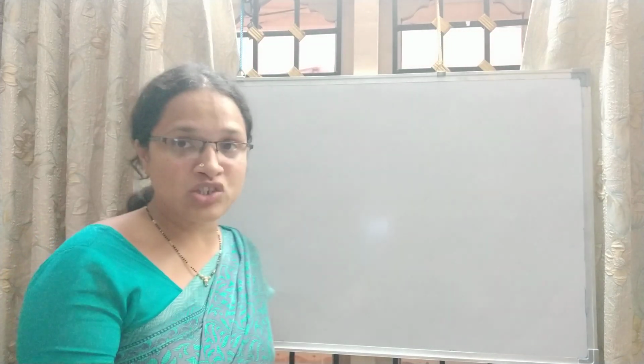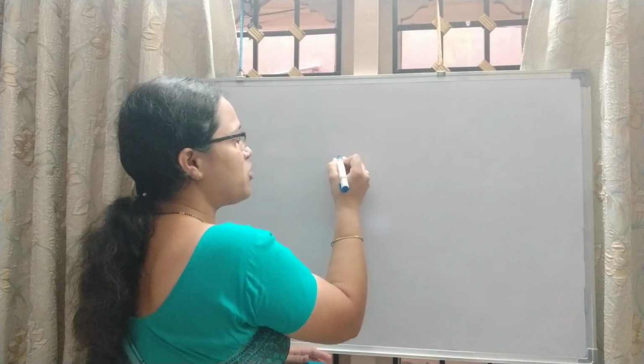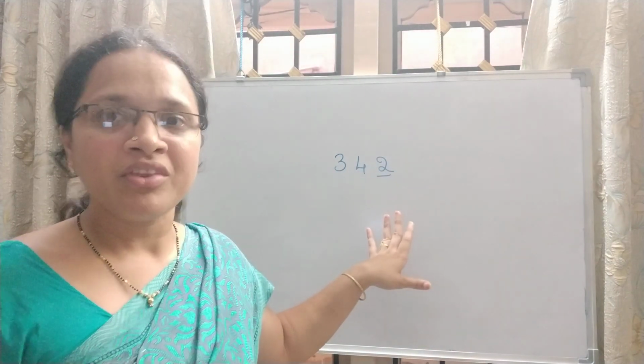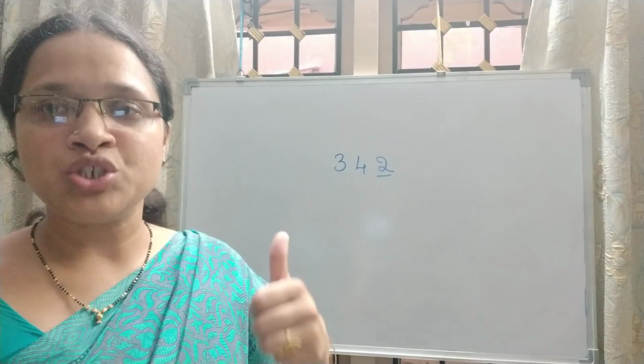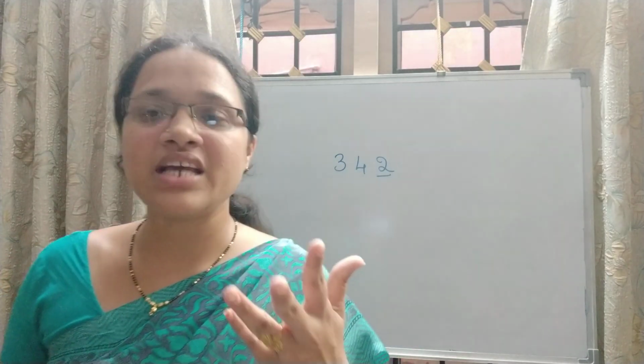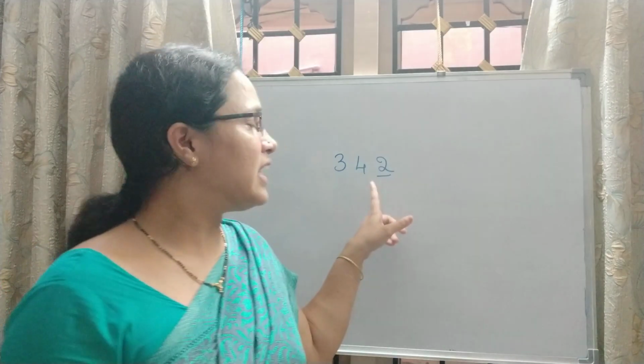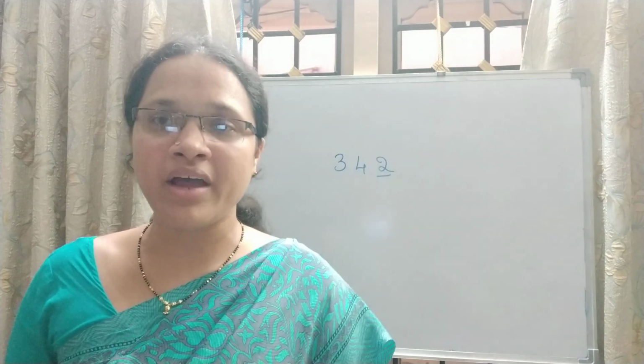Before we go into the class, let us recall all the divisibility rules which we have learned in the previous videos. Divisibility rule of 2: it is about the last digit of the given number. For example, 342. If the last digit of the given number is 2, 4, 6, 8 or 0, then the number is exactly and completely divisible by 2.